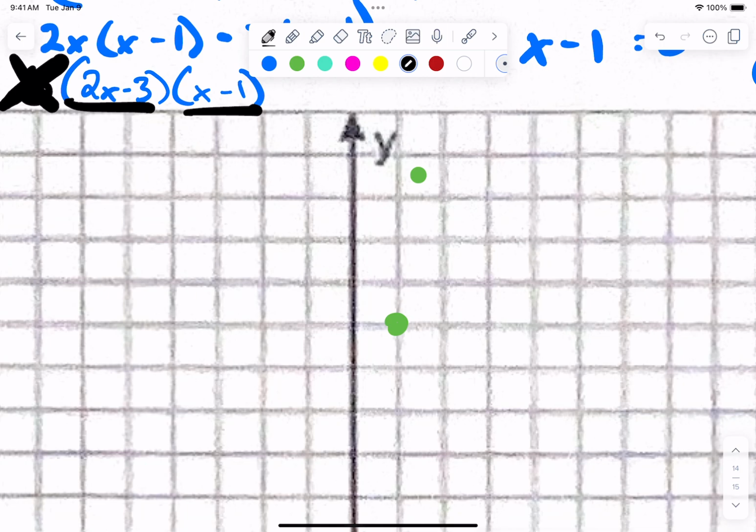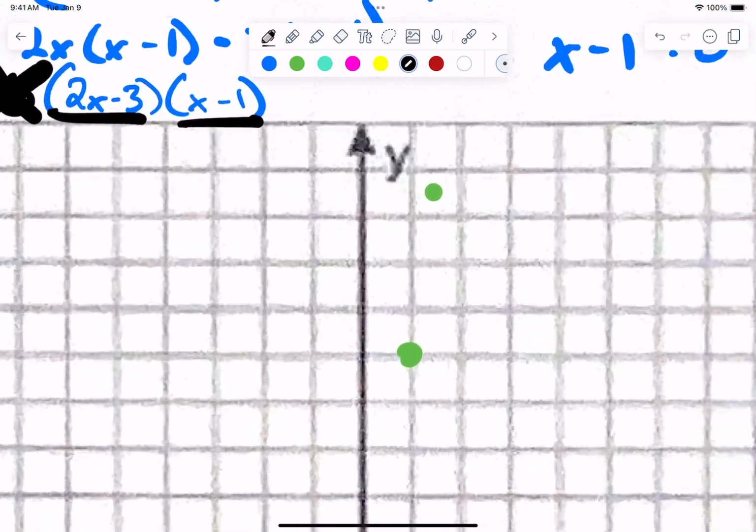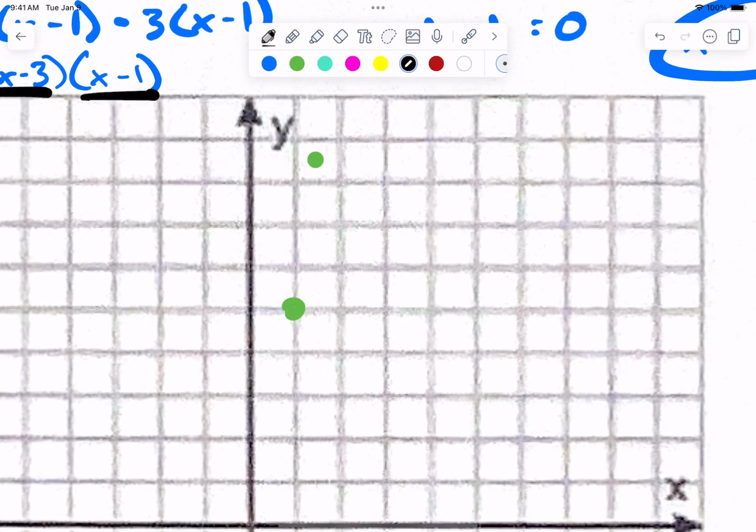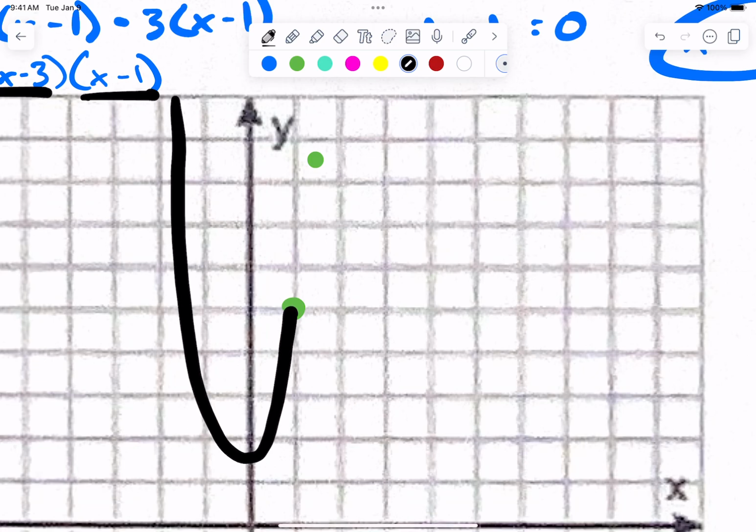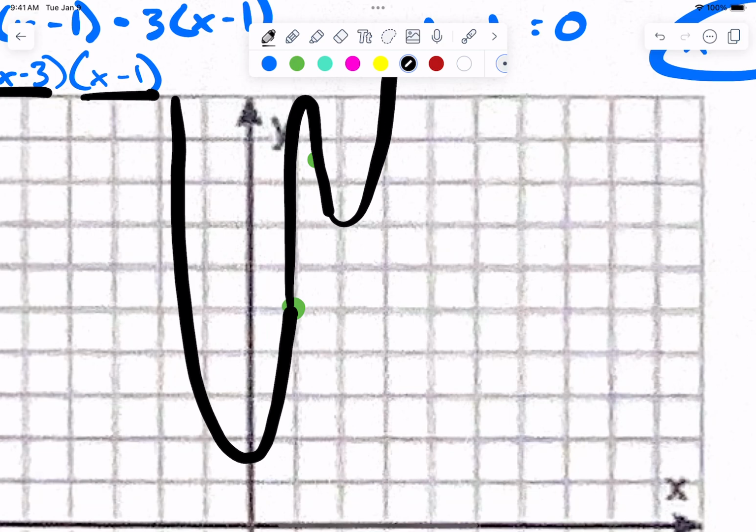What does this thing look like? He's concave up to begin with. So here's what I'm tempted to say. I don't know exactly what he's doing, but I'm going to assume he's doing something like this, and then maybe something like this, and then he's doing something like that.